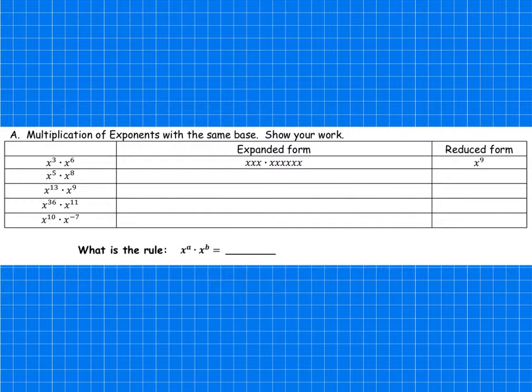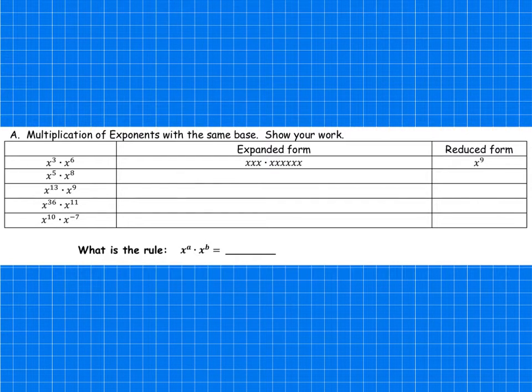So, on this, I'm not going to go through every single one, particularly because when we start expanding out to the 36th and the 11th, it just gets ridiculous. But again, I would suggest that you pause and do this yourself.